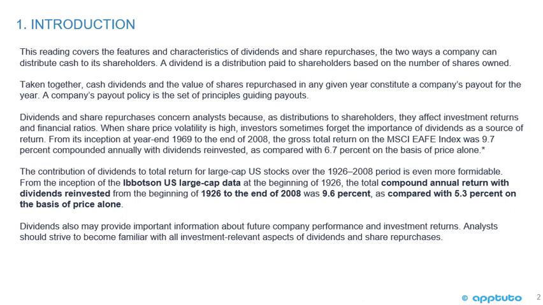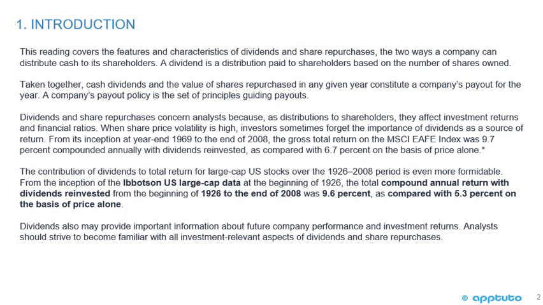This reading covers the features and characteristics of dividends and share repurchases, the two ways a company can distribute cash to its shareholders. A dividend is a distribution paid to shareholders based on the number of shares owned. Taken together, cash dividends and the value of shares repurchased in any given year constitute a company's payout for the year. A company's payout policy is the set of principles guiding payouts. Dividends and share repurchases concern analysts because as distributions to shareholders, they affect investment returns and financial ratios.